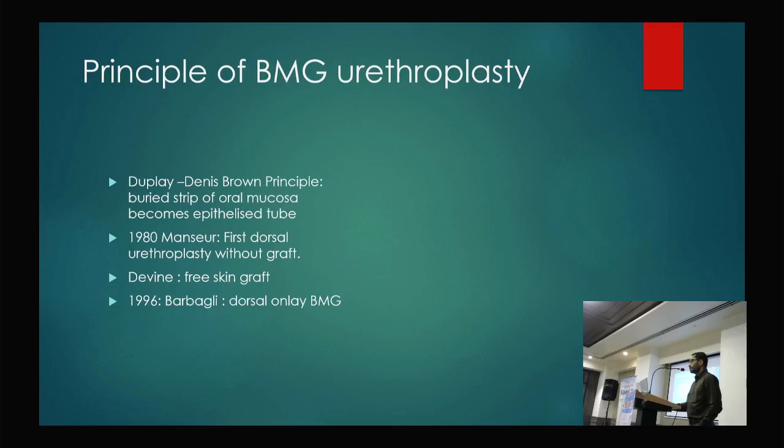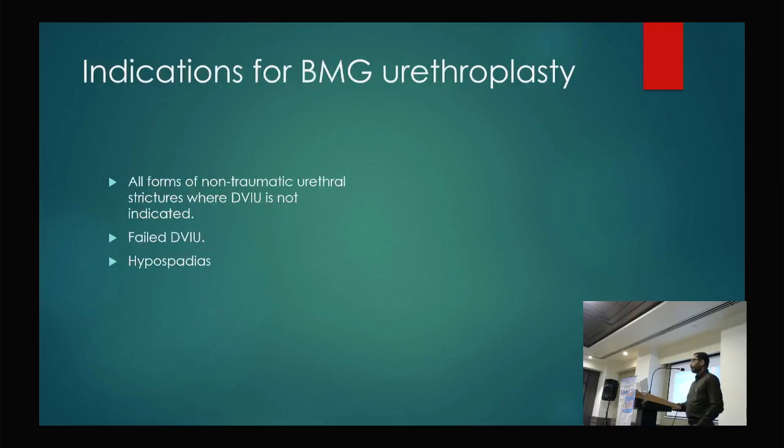So the first dorsal urethroplasty was performed in 1980 by Mansour, where he just opened the urethra dorsally and sutured it to the spongiosum without any graft. But in 1996, the actual procedure of dorsal only urethroplasty was described by Barbagli, and from there the journey of BMG urethroplasty has started. What are the indications?